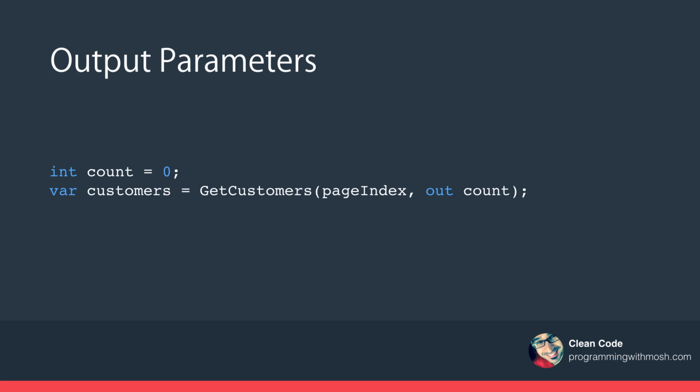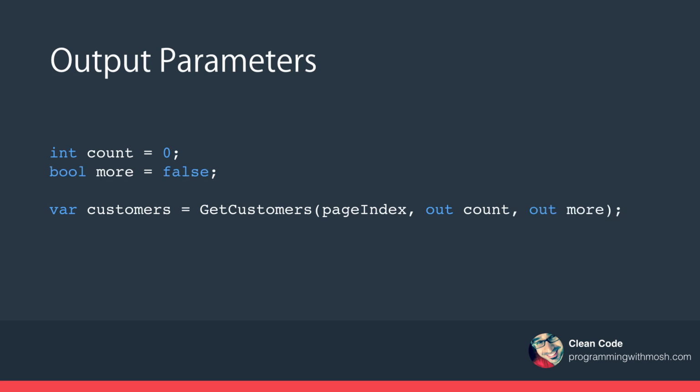That looks ugly. Plus, naturally, we think of data going inside a function and coming out. It doesn't quite make sense to pass the data in and come out from the arguments. Now, this problem can get worse if you have two or more output parameters. Take a look at this example. In order for me to call this method, I have to initialize two variables, and that's unnecessary.